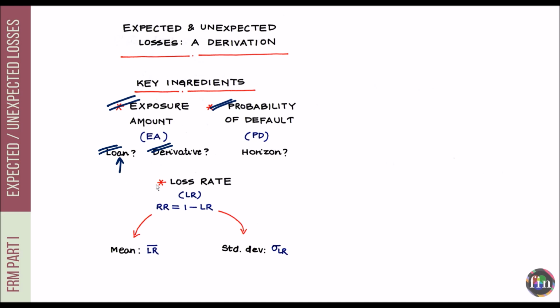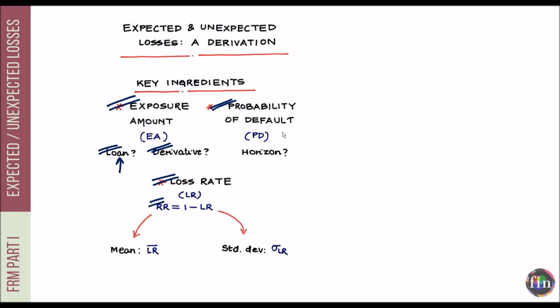The third input that we need is a loss rate. Think of this to be the proportion of, let's say, $1 of the exposure that you stand to lose if your counterparty defaults. Okay, so we can define another measure which we refer to as the recovery rate, that is 1 minus the loss rate, and you can define it verbally as the proportion that you stand to recover. So loss rate is the proportion you stand to lose, recovery rate is what you stand to recover.